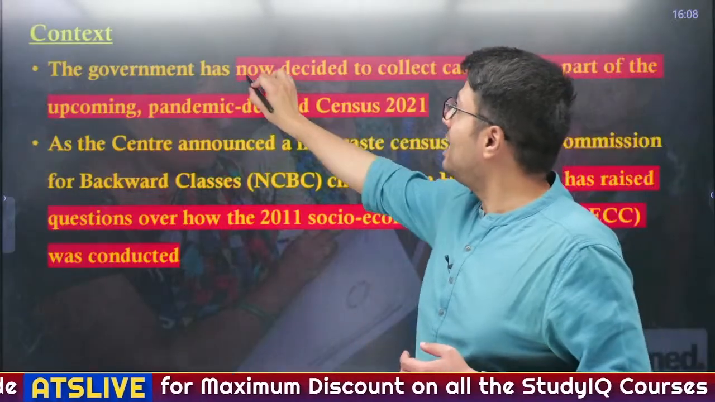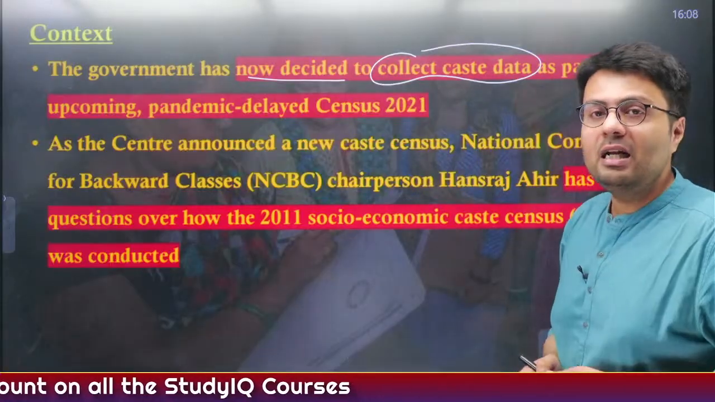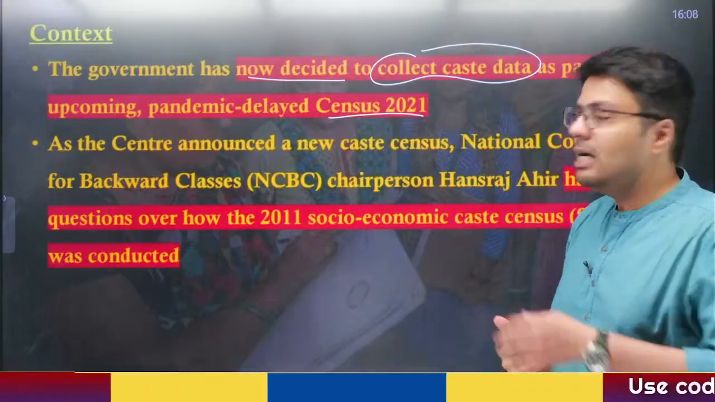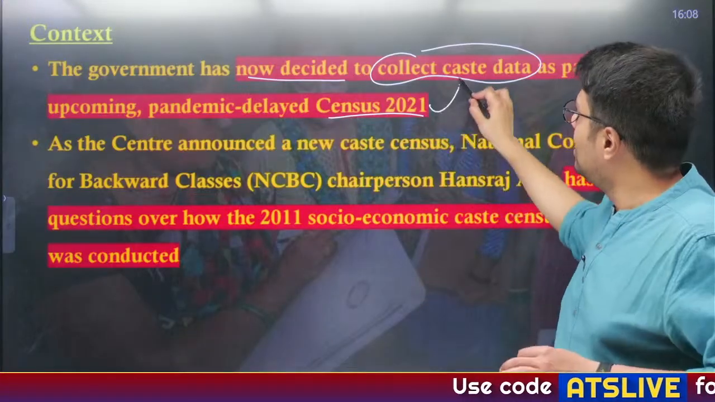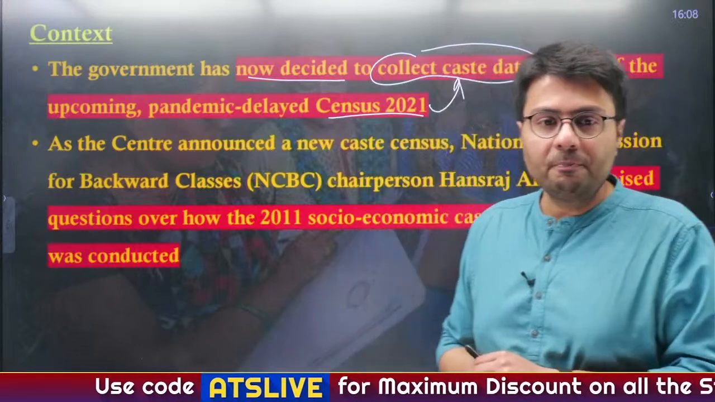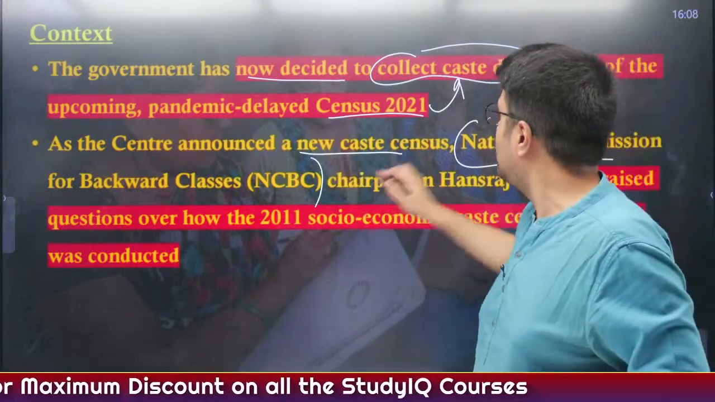The government has now decided to collect caste data also as a part of its decadal exercise known as Census 2021, which has been long delayed due to the pandemic. Now it is going to happen, and in this census also the caste data of the population will be enumerated. Now, as the Centre has announced this new caste census, the National Commission for Backward Classes, which is what kind of a body?